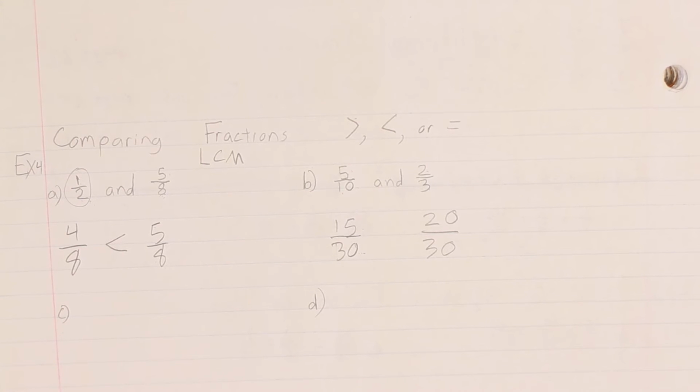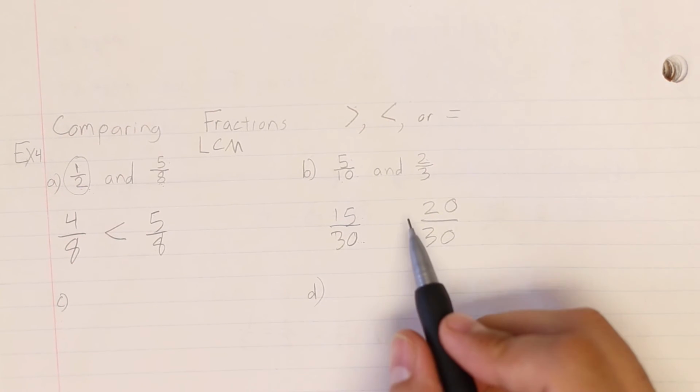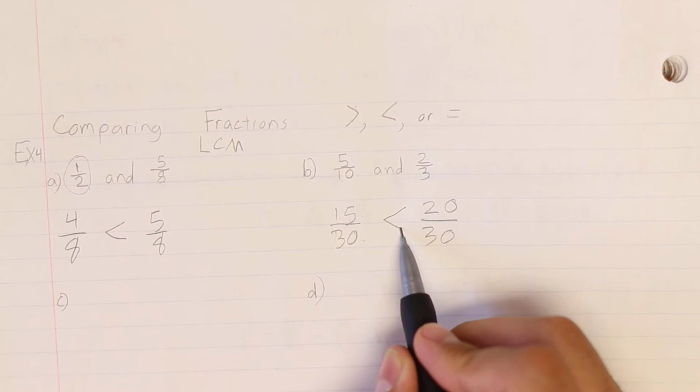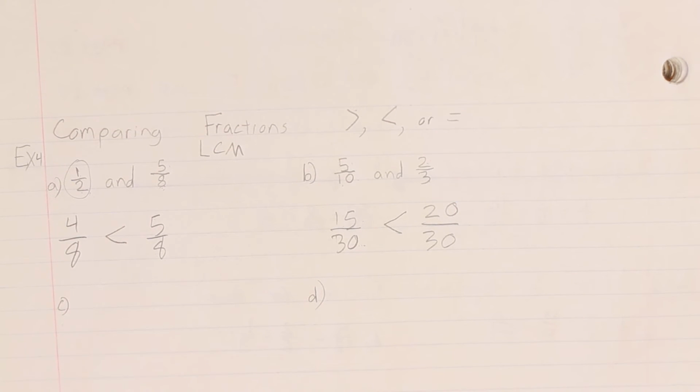So which one is bigger? Obviously, 20 over 30 is more than 15 over 30. Okay? We'll go over more examples of this in class. If you don't understand this, please write it down. If you need to, pause the video and just rewind it a bit and watch it a few times and see if it helps you understand it better.